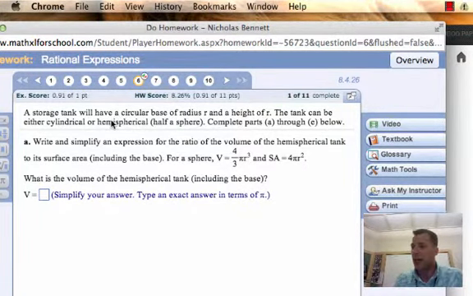Ooh, he's got it. So let's get started on this problem because I want to get it done before school starts and it could take a while.